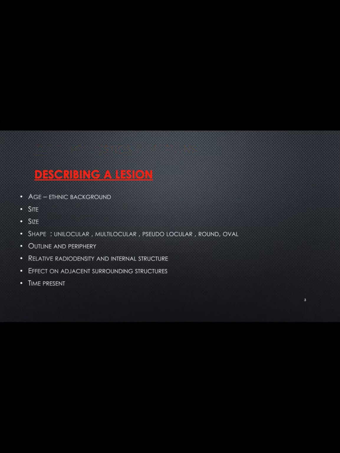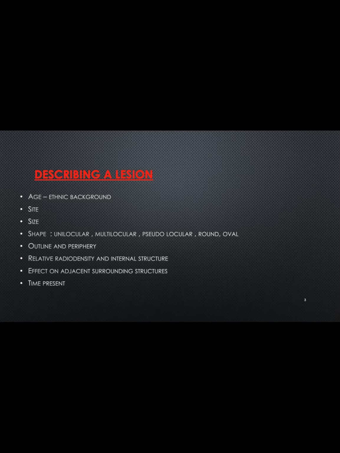Now, describing a lesion, there's a few points that we have to talk to whenever we're describing any lesion in the mouth. First of all, the age and ethnicity. Some age groups or ethnicities are more susceptible to certain lesions than others. For example, you have strabism that happens mainly in kids that are 3 to 6. Number 2 is the site.